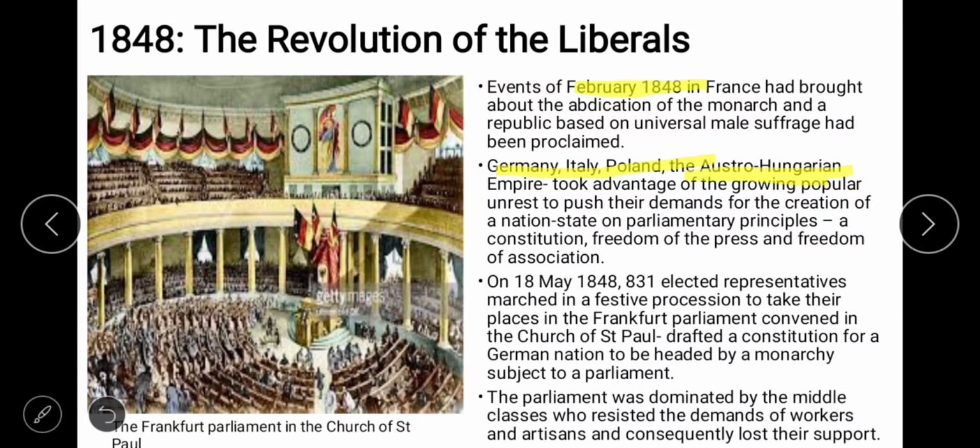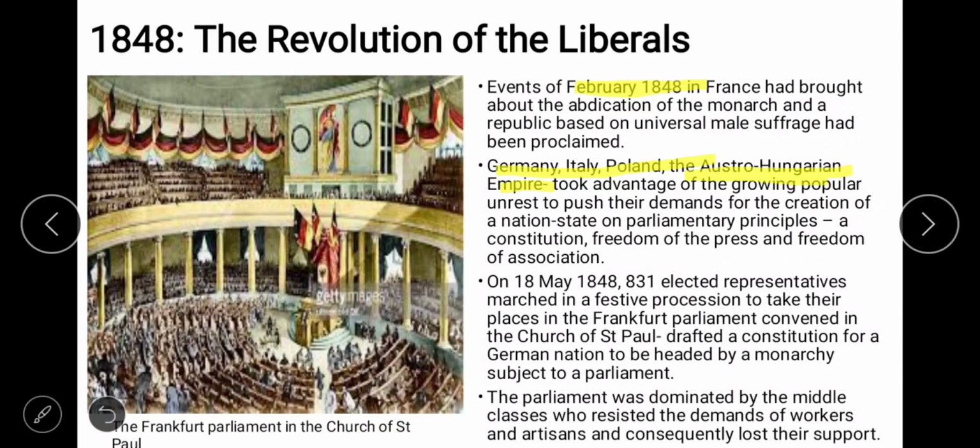A republic based on universal male suffrage was proclaimed, and in parts of Europe like Germany, Italy, Poland and the Austro-Hungarian Empire, where independent nation states did not yet exist, men and women of the liberal middle classes combined their demands for constitutionalism with national unification. In the German regions, a large number of political associations whose members were middle class professionals, businessmen, and prosperous artisans came together in the city of Frankfurt and decided to vote for an all German National Assembly.